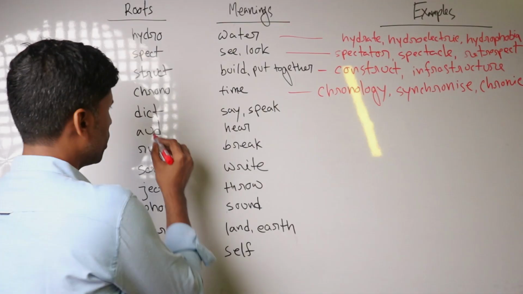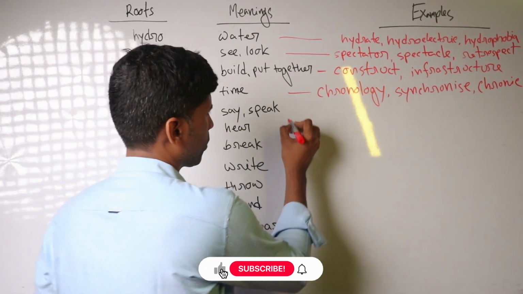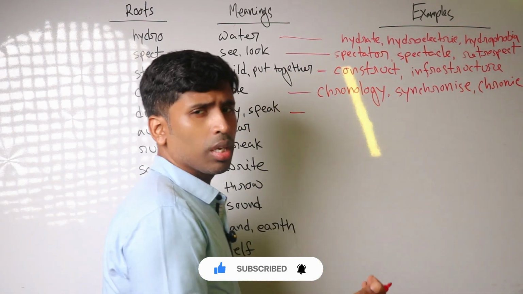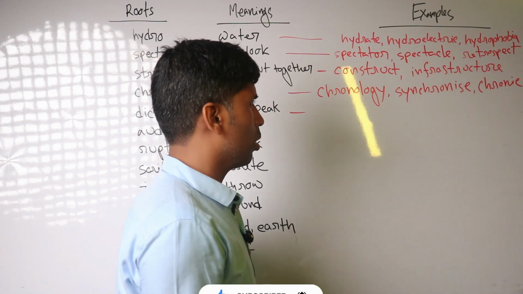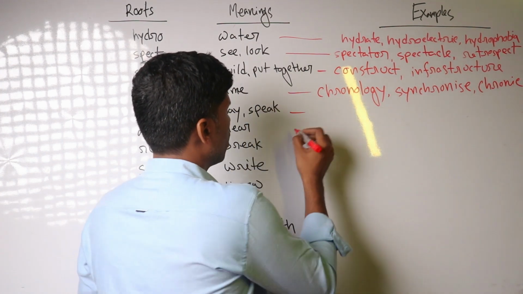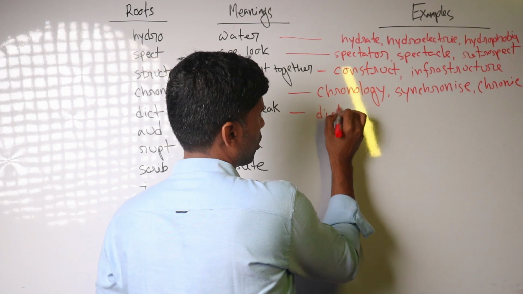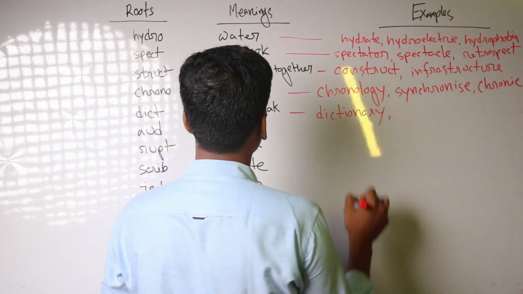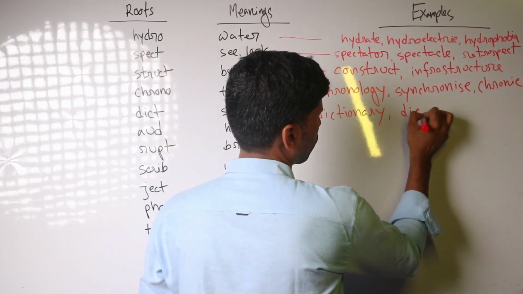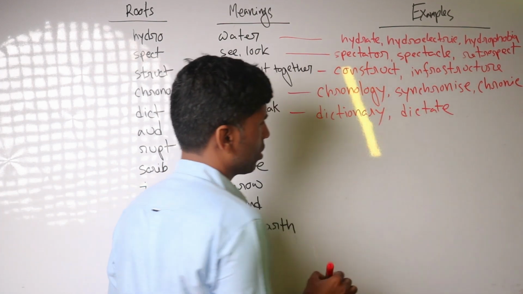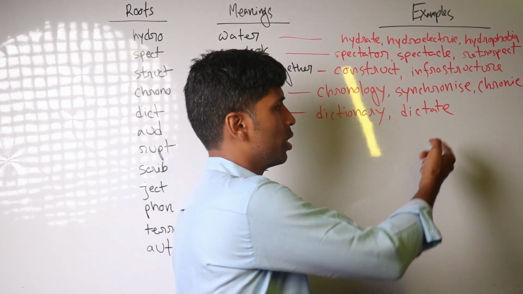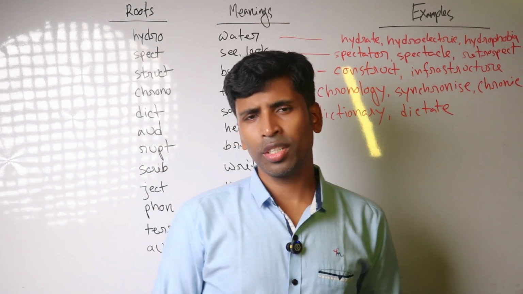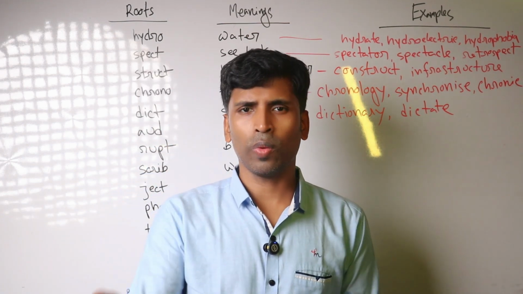Next, dict means to say or speak. So examples would be, these are just examples. There may be many more words in the dictionary. Oh, by the way, dictionary is an example itself. Dictionary. And we also have dictate. We all know what a dictionary is, and to dictate, or we can even say dictation. Dictate is when you say some words and somebody else is writing them down.